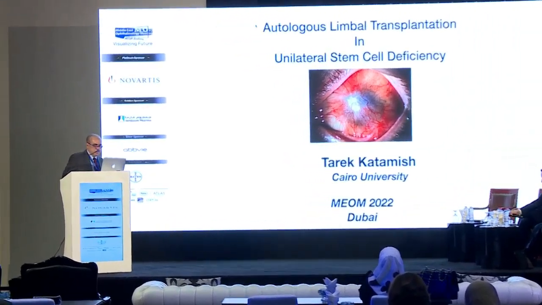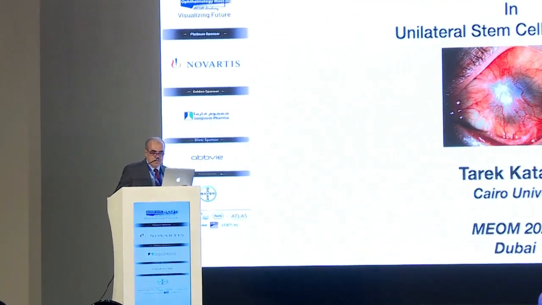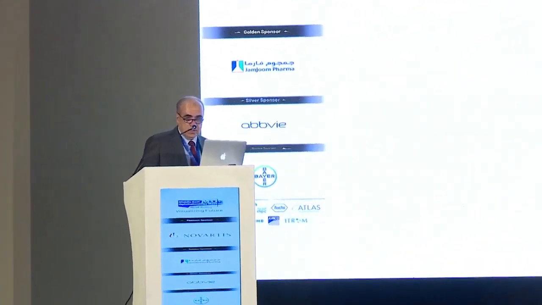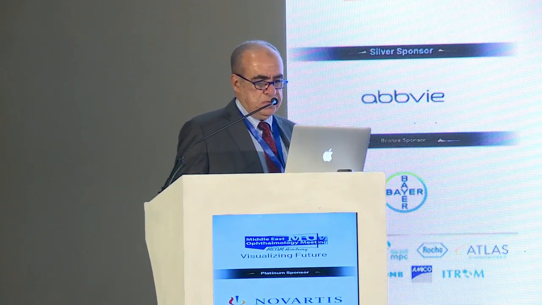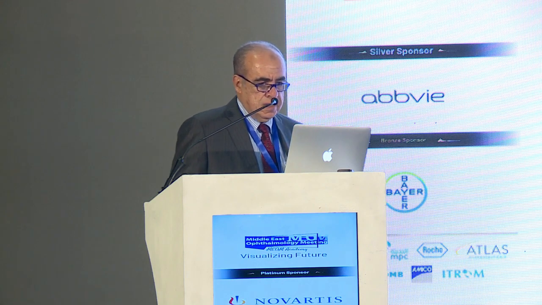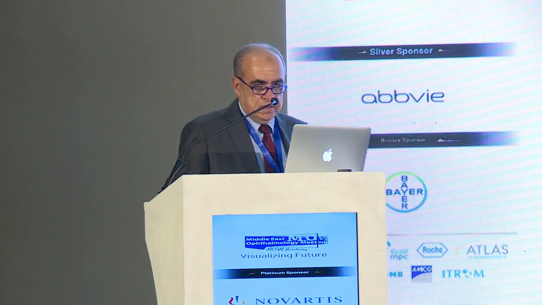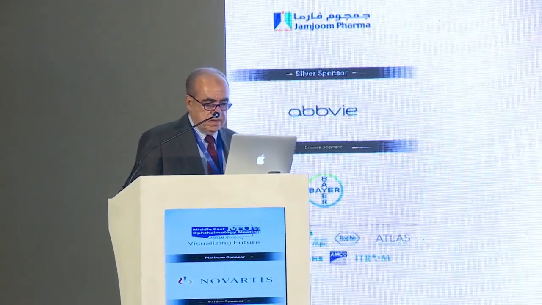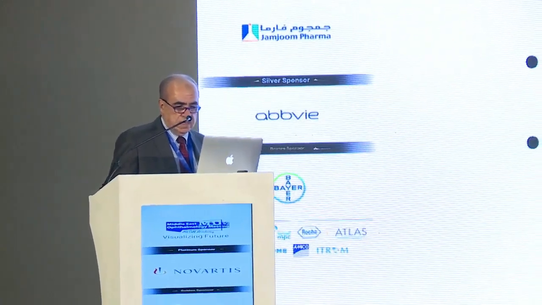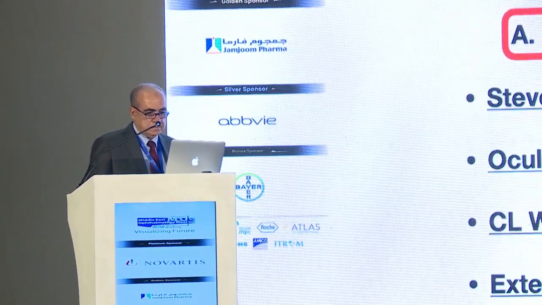Good morning, everyone. I will take you to the other side of ocular surface disease, the nightmare of the end-stage disease of vascularization and conjunctivalization. I will speak about autologous limbal transplantation in unilateral stem cell deficiency. The functions of limbal stem cells are to maintain the normal corneal epithelium, and they act as a barrier to prevent conjunctivalization of the cornea.